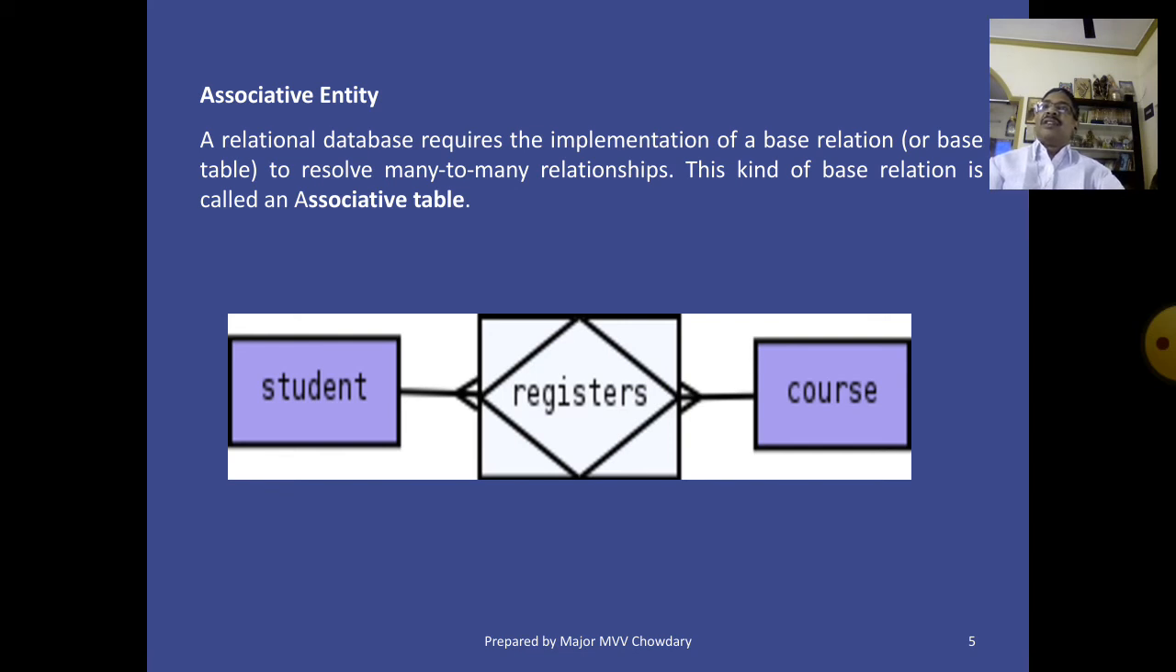Next one is supertype entities and subtype entities. Just a brief description. A subtype is a subgrouping of the entities in an entity type that is meaningful to the organization. A supertype is a generic entity type that has a relationship with one or more subtypes. This is about supertype and subtype.